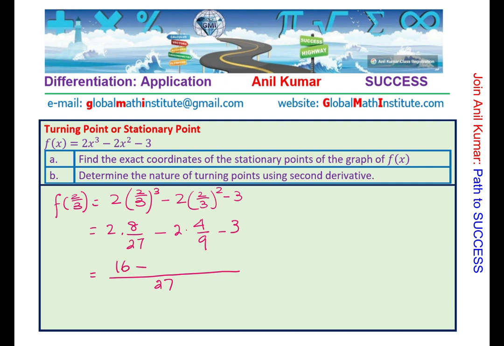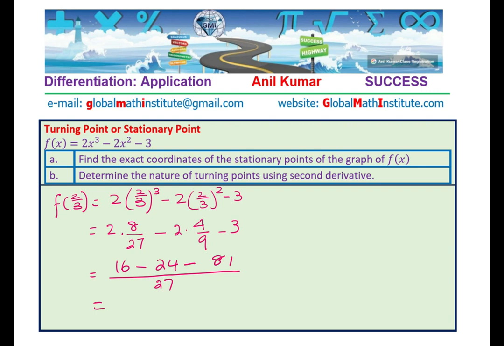We have to multiply these by 3. So 4 times 2 is 8, and 8 times 3 is 24. Minus 27 times 3, which is 81. Right? So that gives you, we can now take away 16 from minus 27 minus 81.